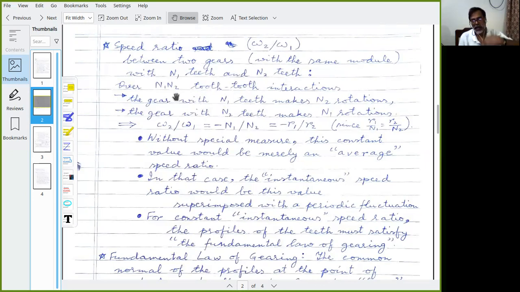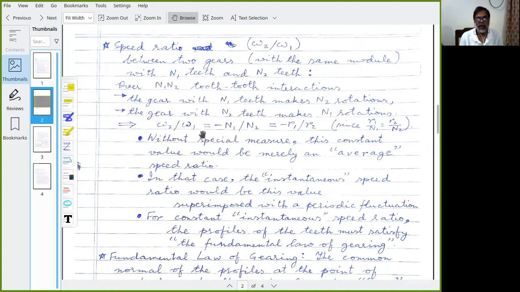every tooth in several cycles would pass through several times to the common engagement zone. So the gear with N1 teeth would make N2 rotations through these many tooth-tooth interactions, and the gear with N2 teeth would make N1 rotations. In the same time this happens, while the first one makes N2 rotations, the second one makes N1 rotations. And that would give you the speed ratio directly.